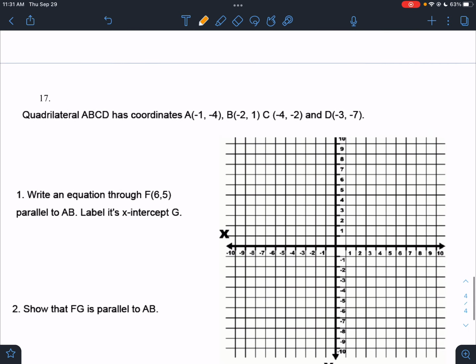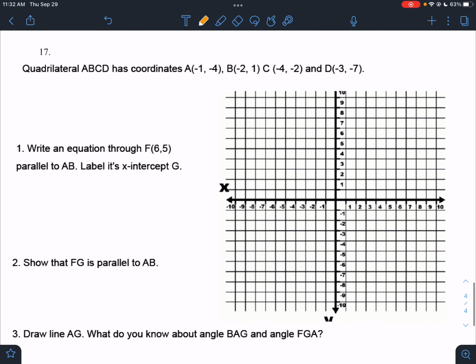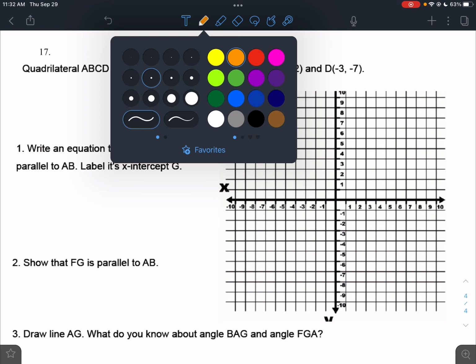Oh, this is great. Love it. Quadrilateral ABCD has those coordinates. Write an equation through F parallel to AB. They gave us the graph. I don't actually need the graph, but they're saying label it as G. Okay, well, let's go ahead and just draw it out. They seem to want us to, so I'm going to.